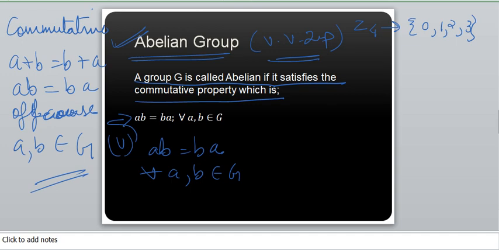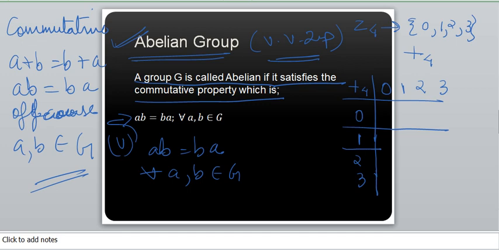If you have Z4, and it's addition modulo 4, then let me make this quickly: I have 0, 1, 2 and 3, and here also 0, 1, 2 and 3. Now if I do a normal addition on this, then you will see how the group becomes abelian. Not necessarily only with multiplication; with addition also it can be abelian. A plus B also it can give you.